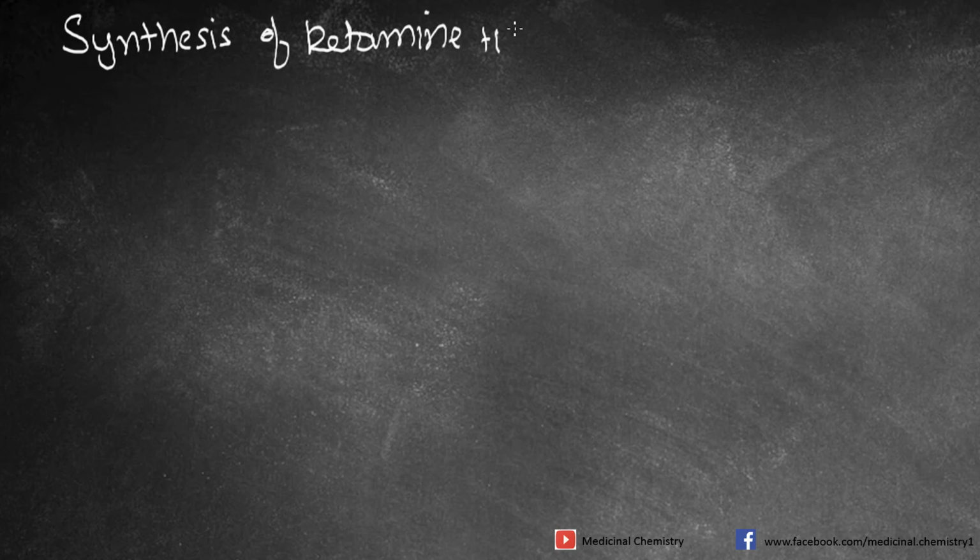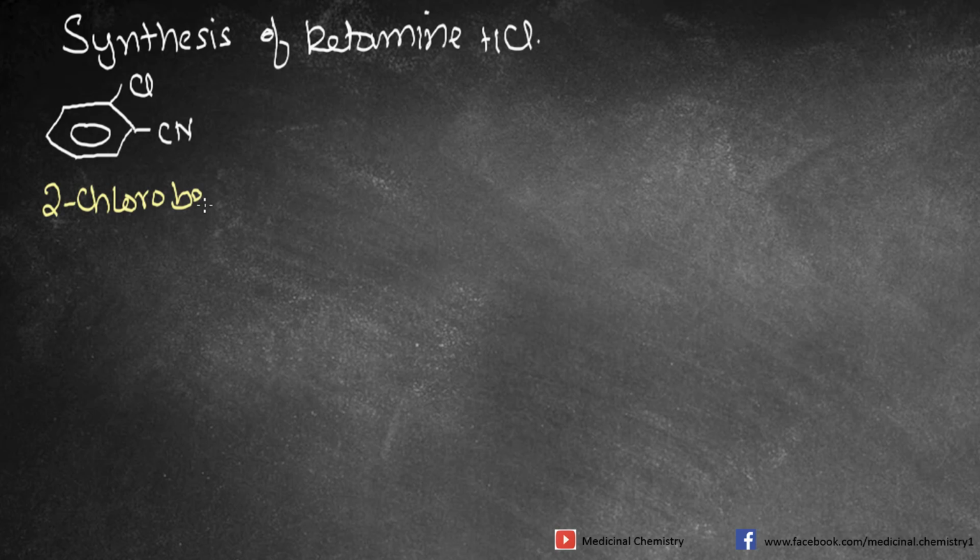The next step in the medicinal chemistry of ketamine is the synthesis, which is an important part of any medicinal chemistry topic. I will try to make it easier for you people. I hope it will make sense. The starting compound for the synthesis of ketamine hydrochloride is benzene with chlorine and CN, collectively known as 2-chlorobenzonitrile.